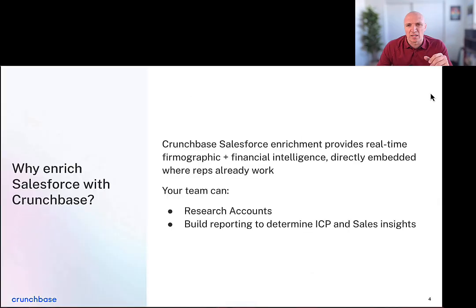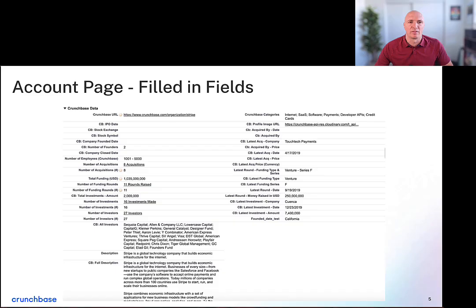So what does this look like in practice? Well, first, let's take a look at an example of an account page. So here we can see all of the different filled in fields for an account page. So here I see this is the organization Stripe. I can see the number of founders, employees, acquisitions. I can see all of their funding information, including the number of funding rounds they've raised. I get detailed information with the description of this company, but also all of the investors that are currently involved, and I can click these links to learn more.